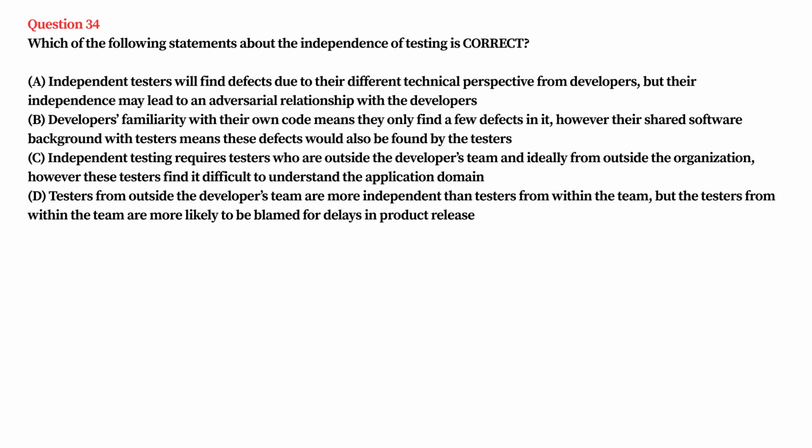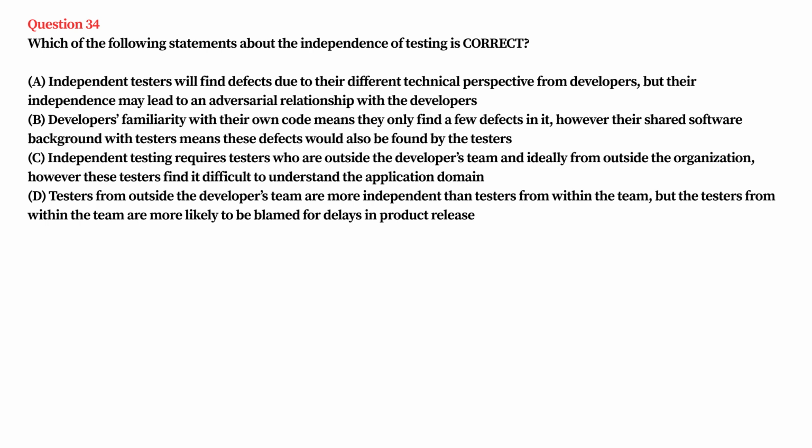Answer A is correct. The primary benefit of independence in testing is that testers are more likely to identify different types of failures and defects compared to developers, due to their varied backgrounds, technical viewpoints, and potential biases, including cognitive bias. However, the main disadvantage of independence in testing is that testers may become isolated from the development team, leading to communication problems, a lack of collaboration, and potentially an adversarial relationship, with testers being blamed for delays and bottlenecks in the release process.